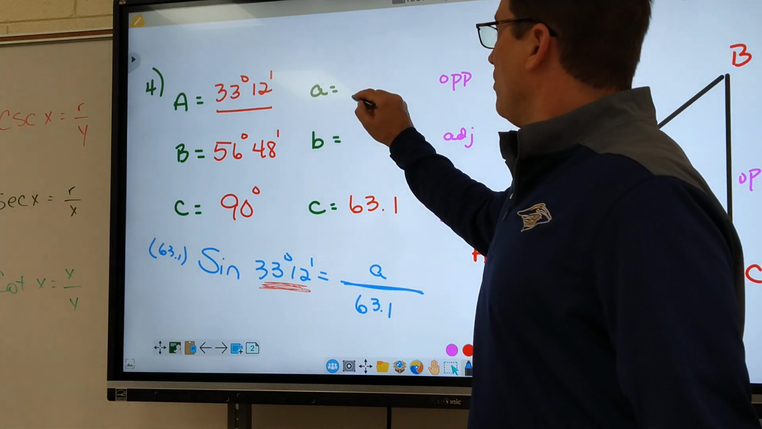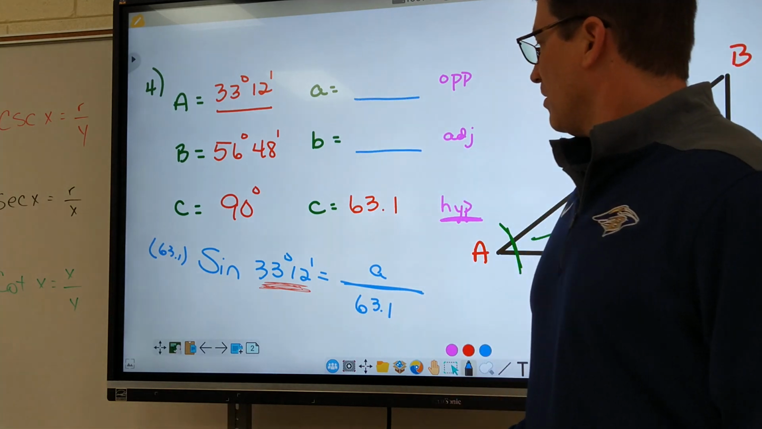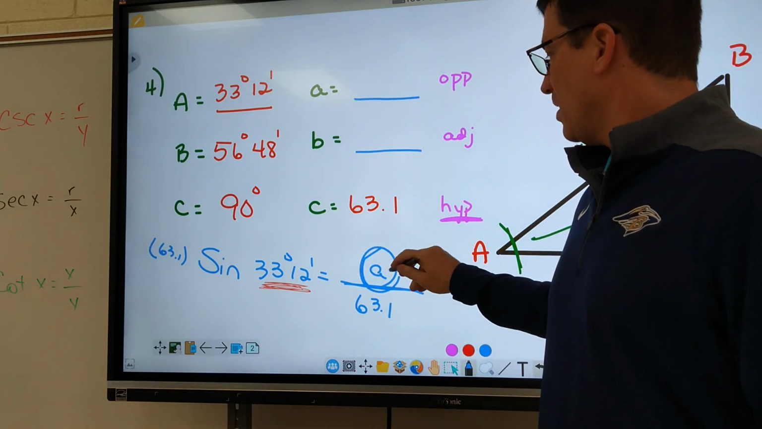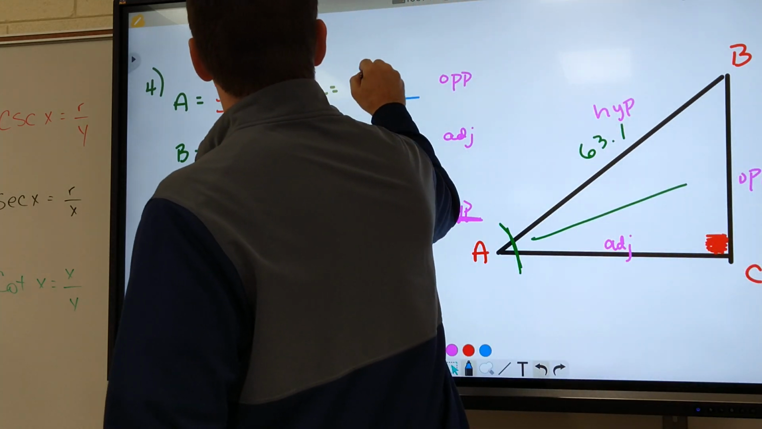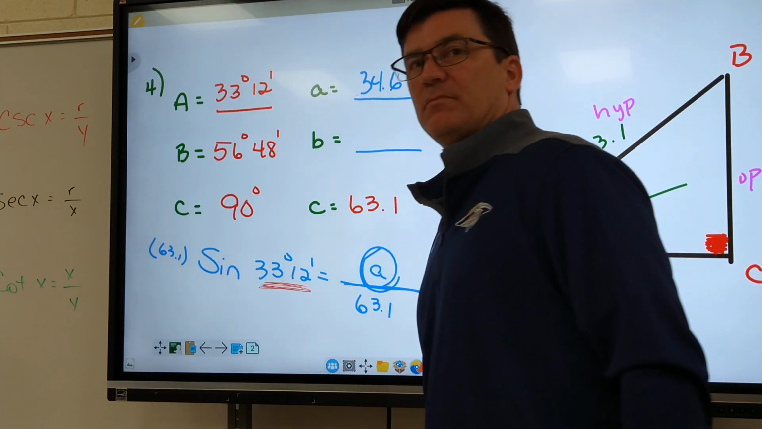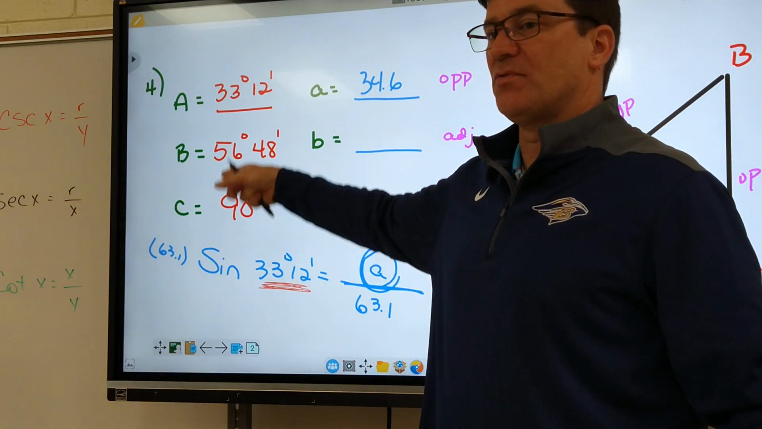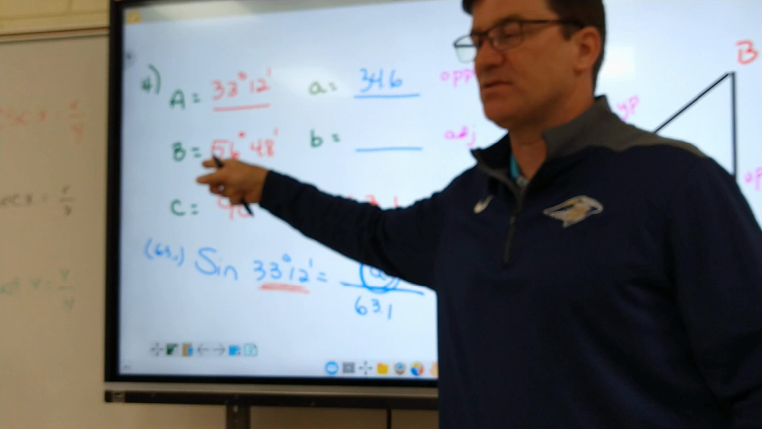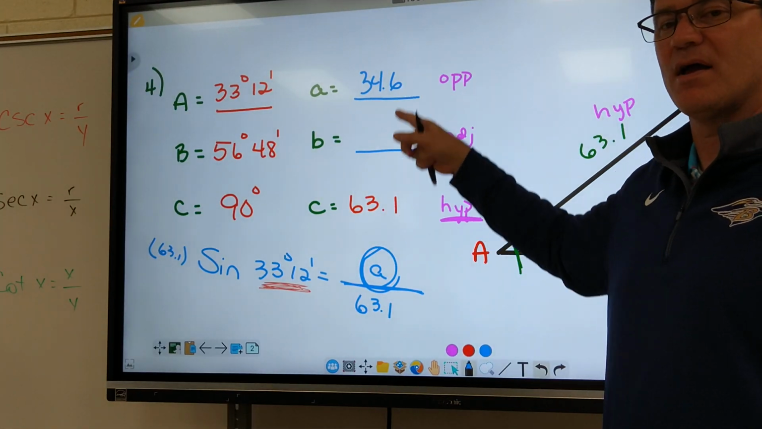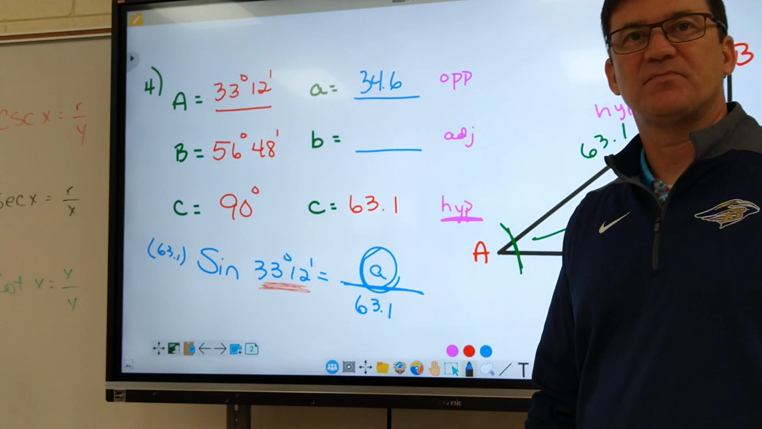So how do I know, Ada, if it goes there or there? Easy. We had A in our formula, so 34.6 goes here. The angles on the left column are always in degrees and minutes. The sides on the right column are just decimals, always.